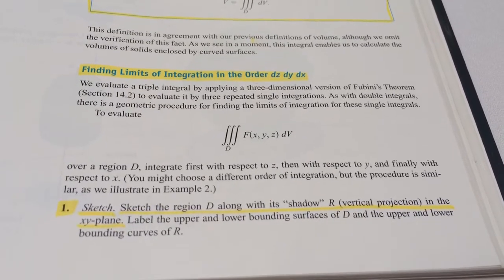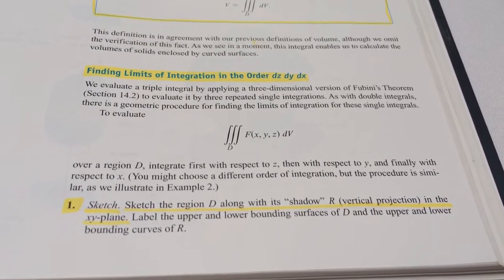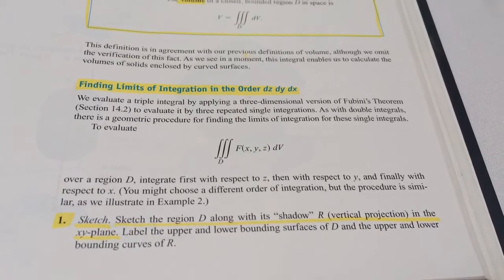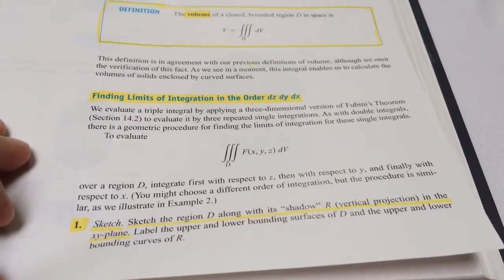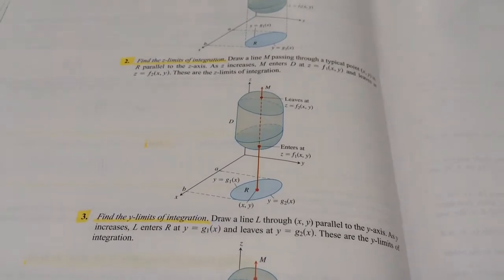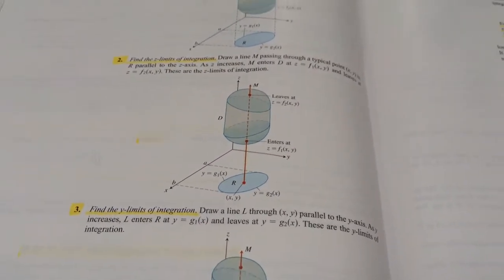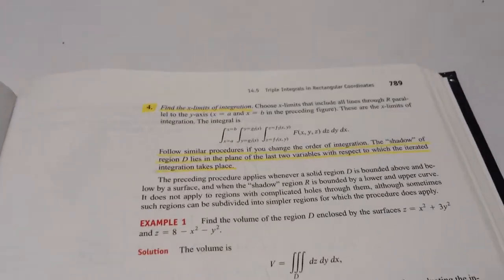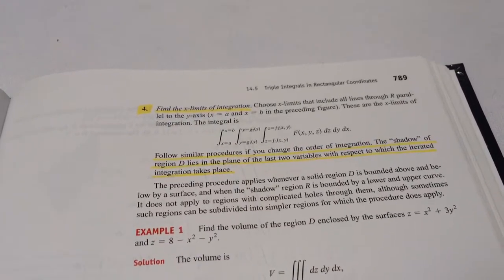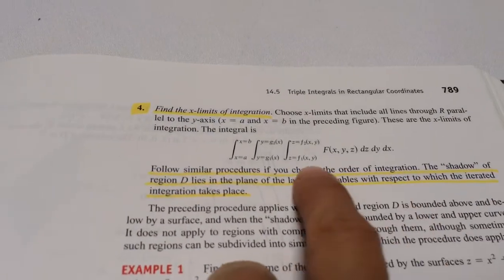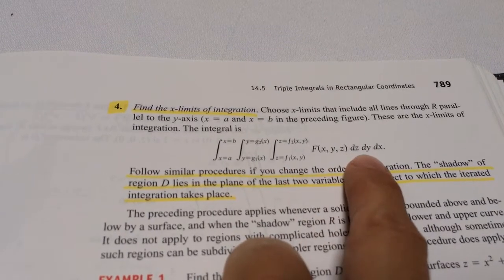This would be if you were going to do z, y, and then x. So I'll let you read this on your own. It's obviously always starting with sketch the region. And then next would be find the z, then the y, then the x. That's here. The setup for if you have z first, then y, then x.